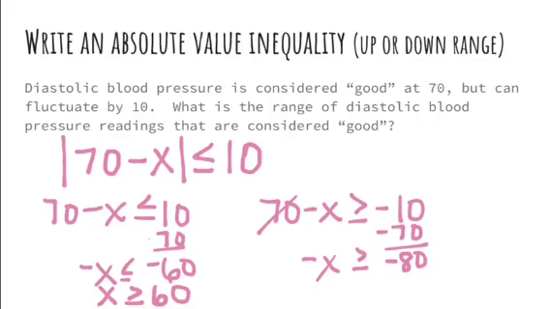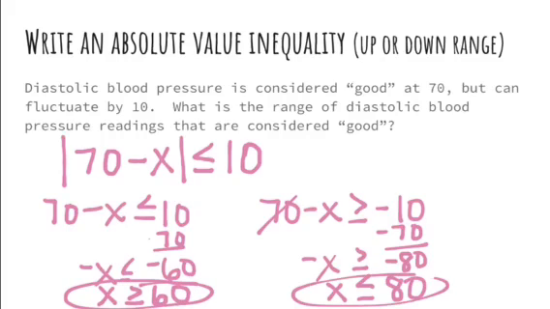And I'm going to divide by negative 1. I'm going to flip my sign, and I'm going to get positive 80. So I can actually take both of these inequalities and rewrite them and say 60 is less than or equal to x is less than or equal to 80.